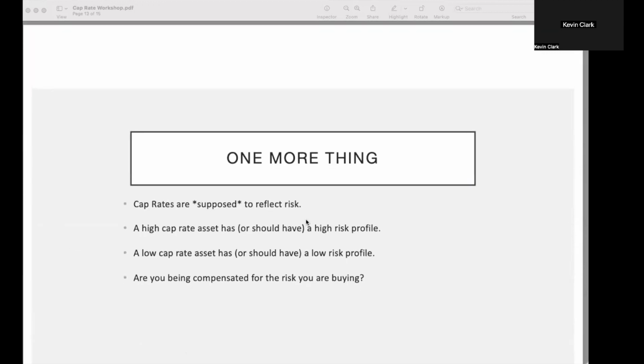So that's the 4 components of the cap rate. One more thing, though. I want to make it clear that when we're talking about cap rates, we are supposed to be talking about them as a reflection of risk. What does that mean? It means a high cap rate asset, meaning a high return asset, 6, 7, 8, 9, 10, right? High cap rates. It means that you are exposed to a higher level of risk by definition.